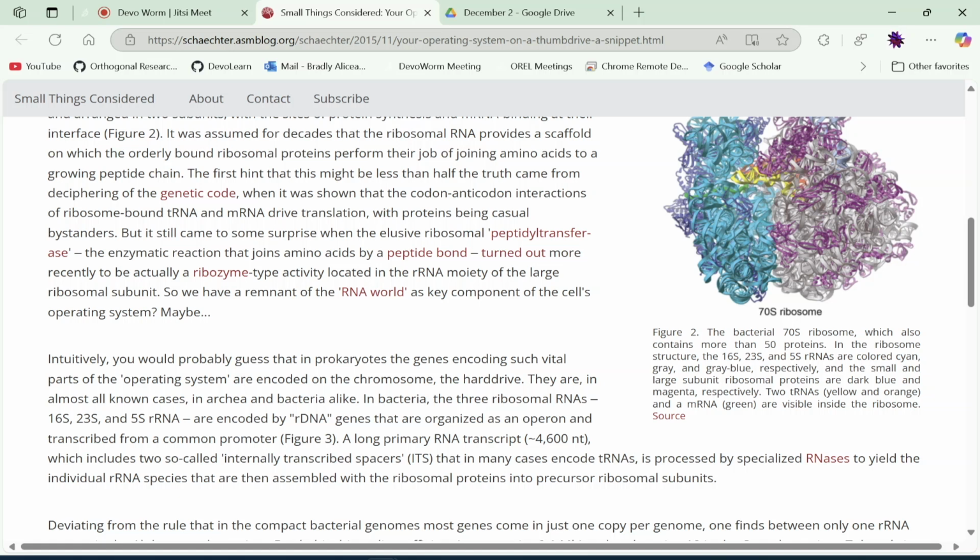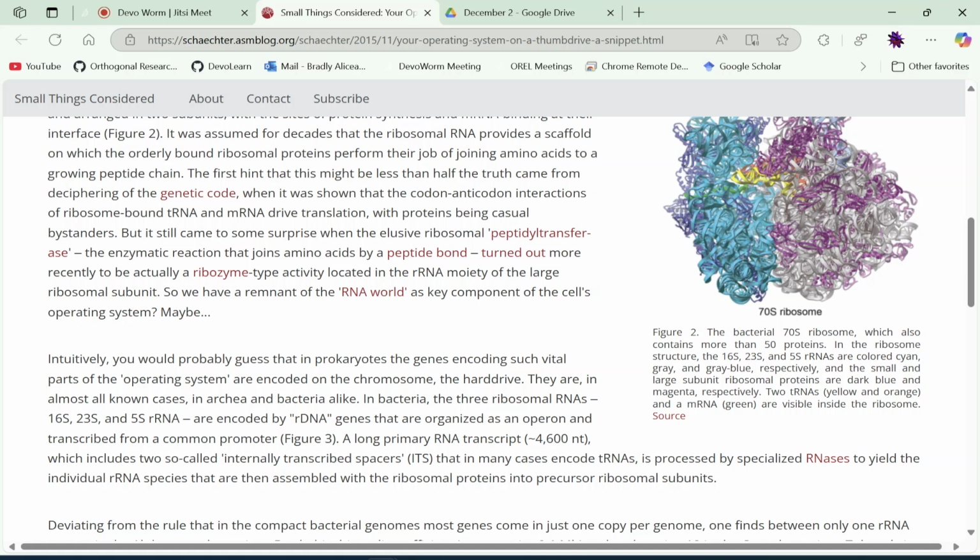So intuitively, you would probably guess that in prokaryotes, the genes encoding such vital parts of the operating system are encoded on the chromosome, or the hard drive. Again, another metaphor. They are, in almost all known cases, in archaea and bacteria alike. In bacteria, the three ribosomal RNAs, 16S, 23S, and 5S rRNAs, are encoded by rDNA genes that are organized as an operon and transcribed from a common promoter.